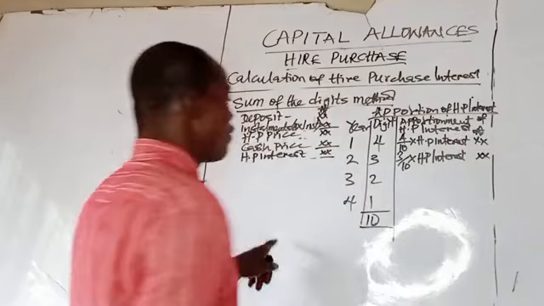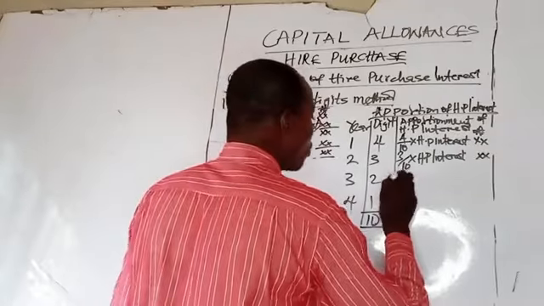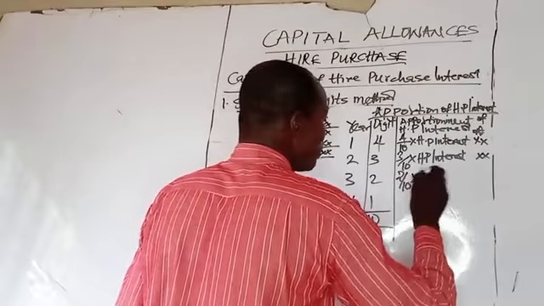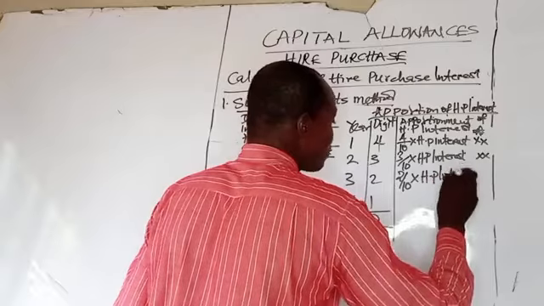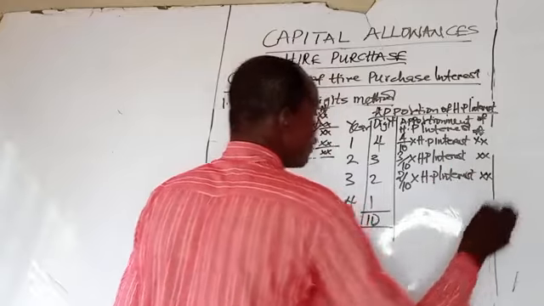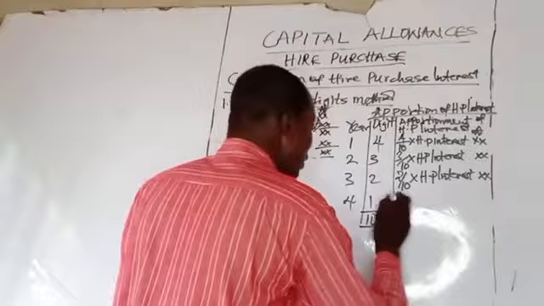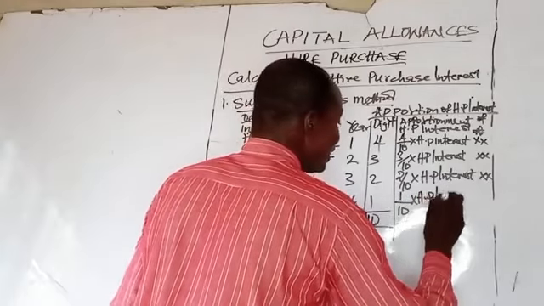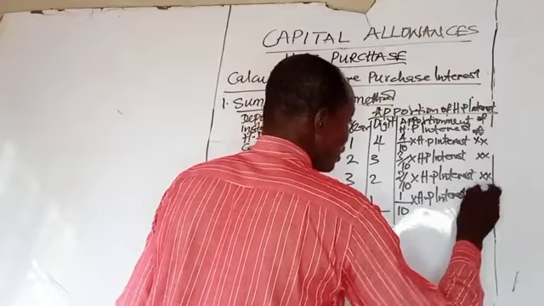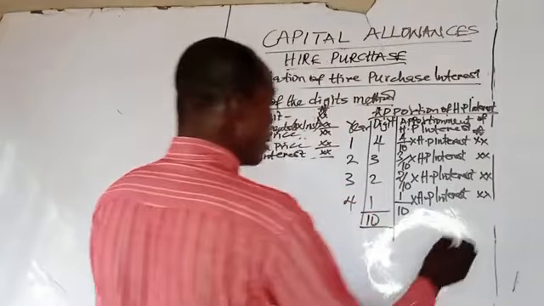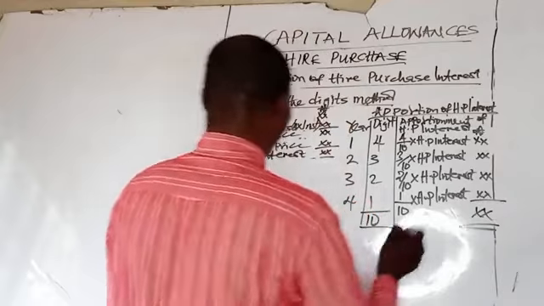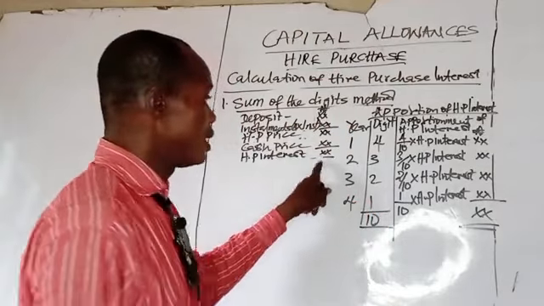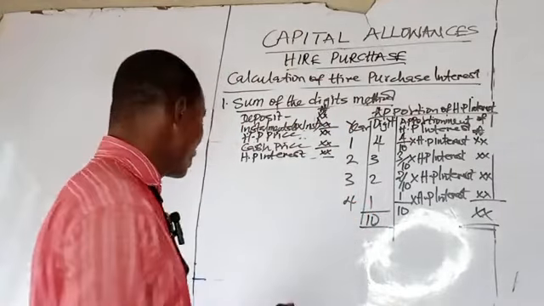So you get that for this year 2. Year 3 will be 2 over 10 times HP interest. That will give you the interest for year 3. Year 4 will be 1 over 10 times HP interest. So that will be the interest. If you sum up the interest here, it will still be the same as what you've got in here. So this is the apportionment of higher purchase interest.